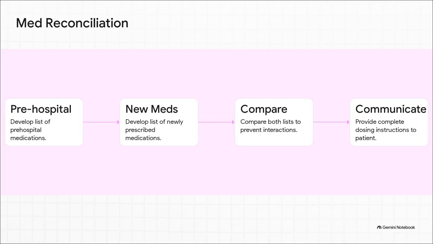Now, this specificity is absolutely critical during medication reconciliation. This is a massive patient safety process. It basically involves looking at what the patient took before admission and comparing it right alongside what was prescribed during their stay. By explicitly comparing these two lists, clinicians can stop dangerous drug interactions in their tracks. Ultimately, this whole process ensures the patient clearly understands what to start, stop, and continue taking at home, right down to the exact dosing and frequency.